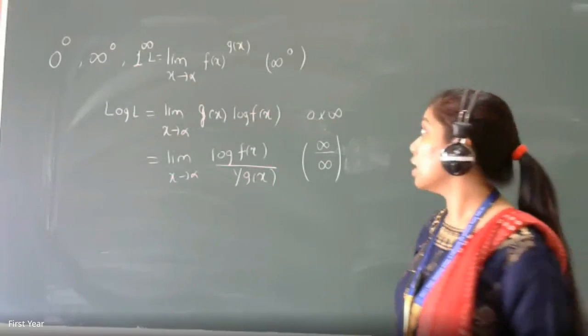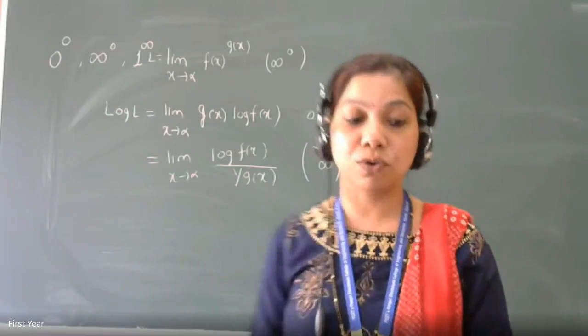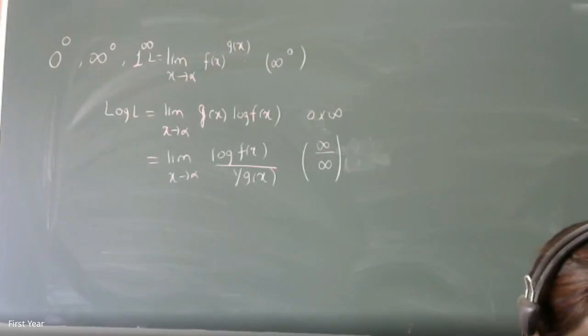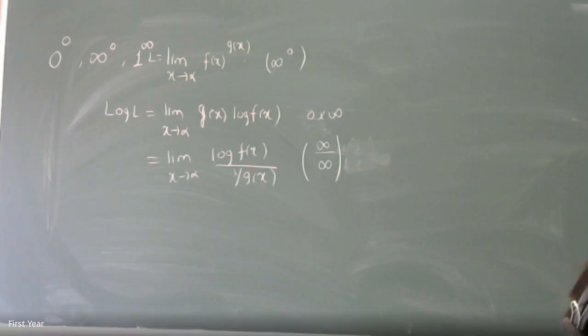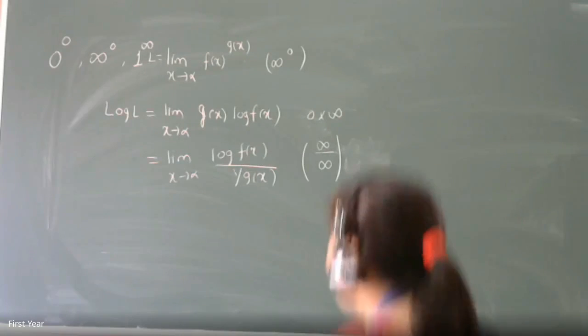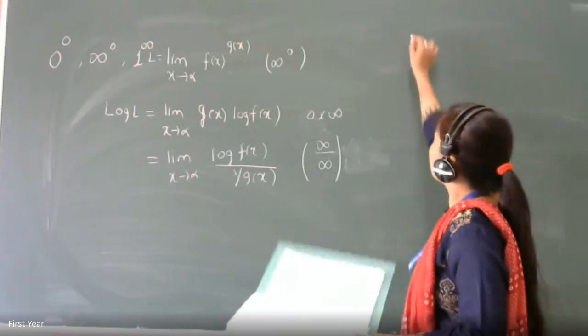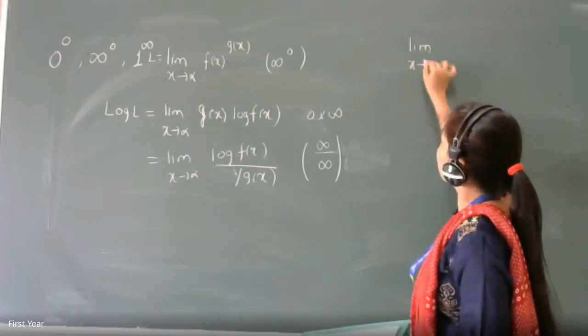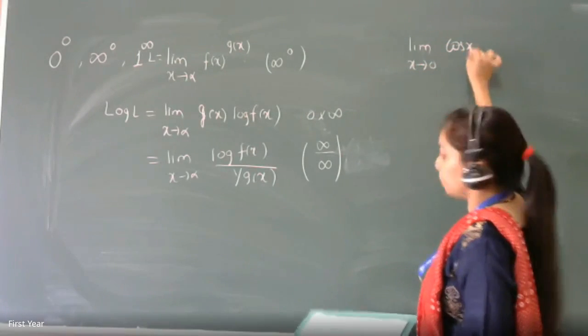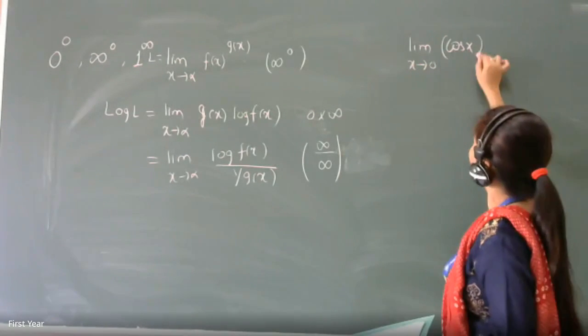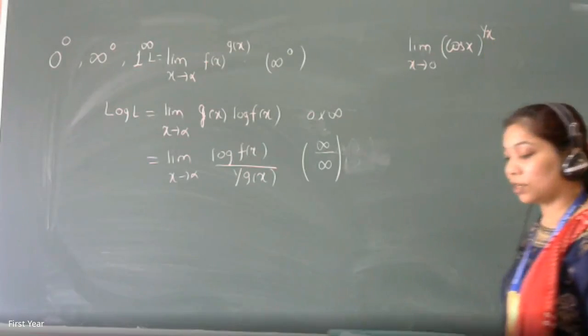So let us write down the examples now. Take down the first question. Evaluate limit as x goes to 0, cos x raised to 1 by x. Cos x raised to 1 by x.